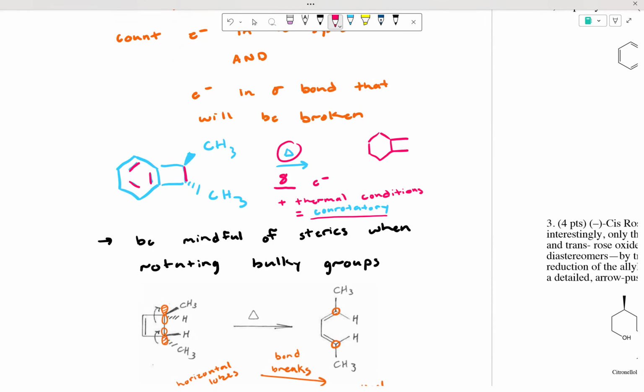And then since we said conrotatory, that means that these bonds are going to rotate in the same direction. So I'll just put them rotating like this.